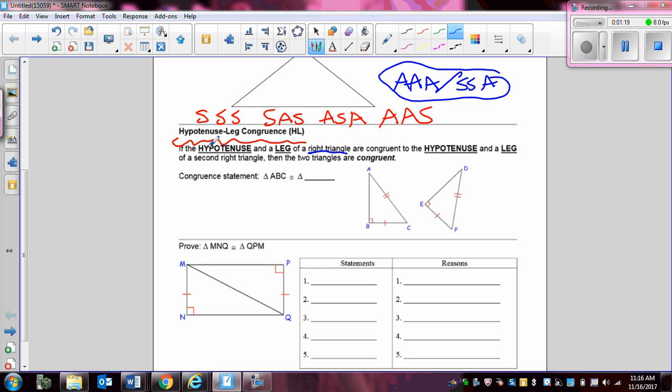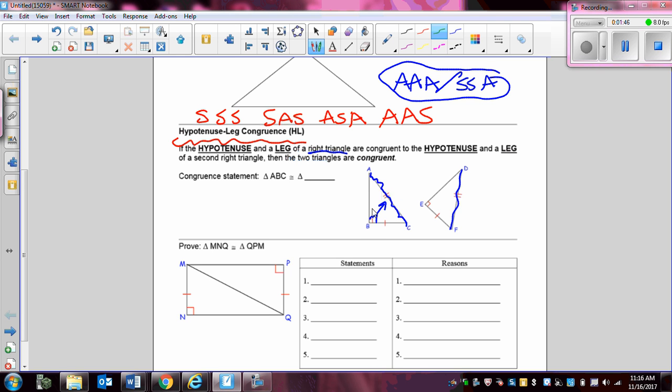If the hypotenuse, remember the hypotenuse is the side that is opposite the 90-degree angle. So this is your 90-degree angle, and the side opposite that 90-degree angle is always going to be my biggest side. That is AC. And then the biggest side of this 90-degree angle is DF. These are our hypotenuse. And then the leg. It doesn't matter which leg. It can be the long leg or the short leg.